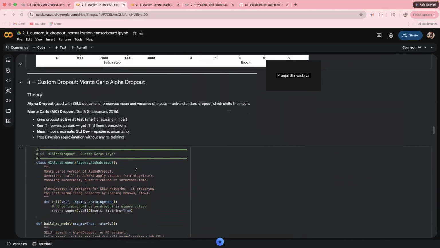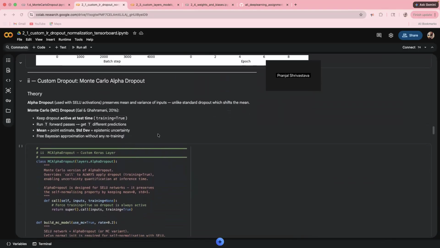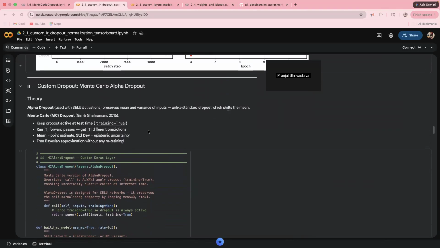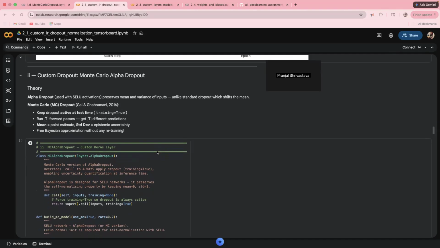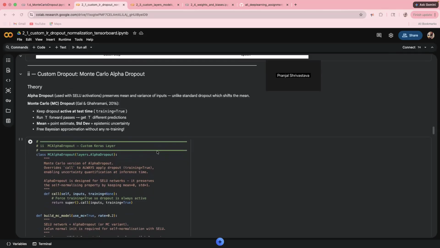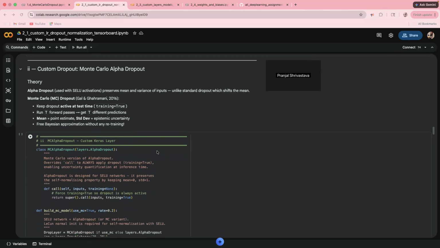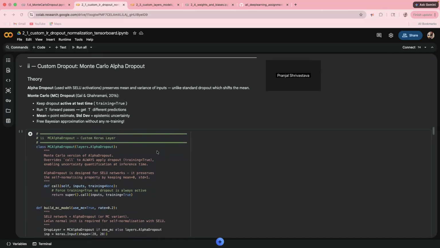Then comes the custom dropout, Monte Carlo alpha dropout. The theory cell distinguishes alpha dropout from standard dropout. Standard dropout shifts the mean of the activations with its zeroed neurons, which is a problem for SELU-based self-normalizing networks. Alpha dropout was specifically designed to preserve the mean and variance of the input, making it compatible with SELU. Our MC alpha dropout class subclasses Keras's built-in alpha dropout and overrides a single line.